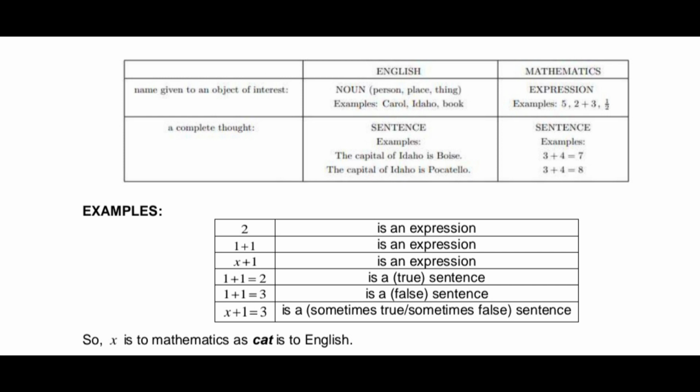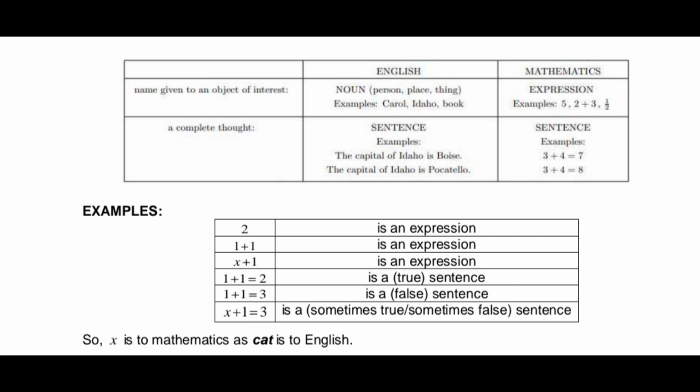We have here another example, English and mathematics. So, in English, we have nouns and sentence. In mathematics, we have expression and mathematical sentence. So, sa English noun, we have example, the Carol, Idaho, and book. So, kung mapapansin nyo, wala siyang complete thoughts. And let's proceed in mathematics expression. We have example here na 5, 2 plus 3, and 1 half. So, 2 plus 3, wala siyang tinutukoy kung anong gagawin natin kaya it is just an expression. So, it looks like a sentence but it is an expression. Same goes in 5 and 1 half.